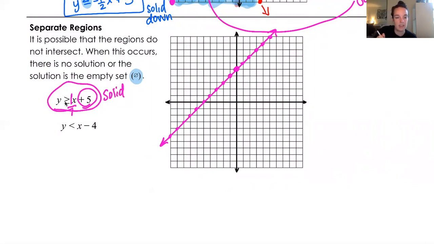And then this is greater than. So y is greater than, so we're going to shade up. So with my pink, I'm going to go ahead and shade up.